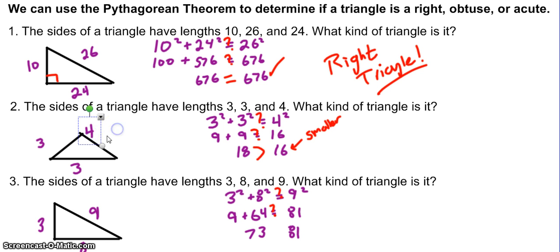If the hypotenuse is too small, what kind of triangle do we get? Well, we get an acute triangle. So our 3, 3, 4 triangle is actually going to be an acute triangle because the hypotenuse is too small compared to the other two sides.